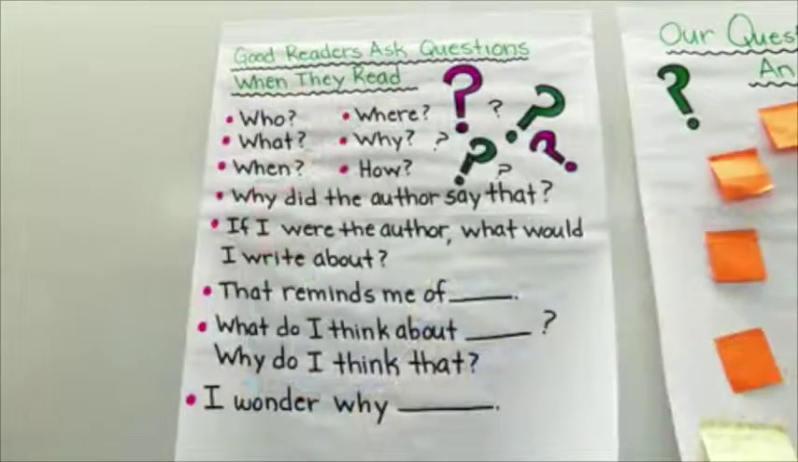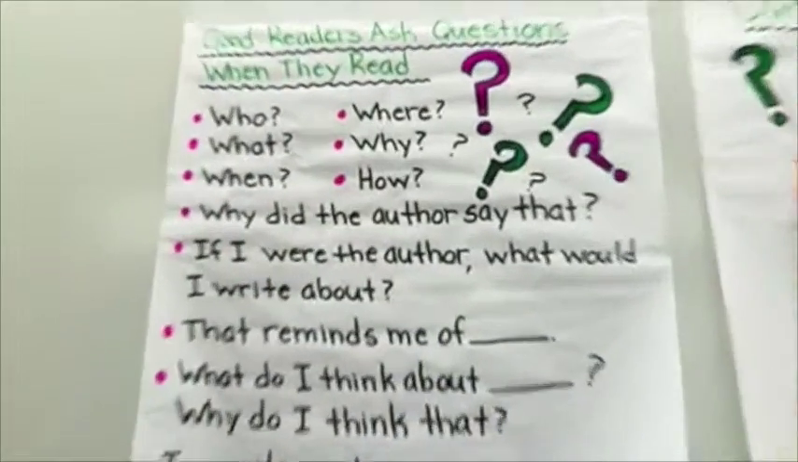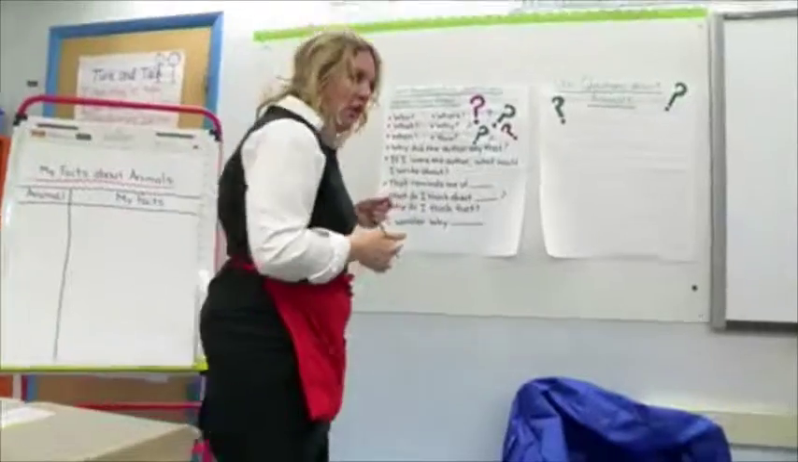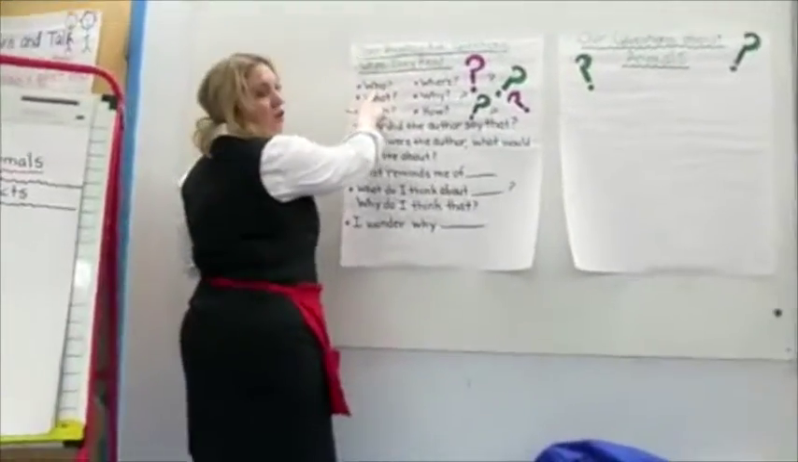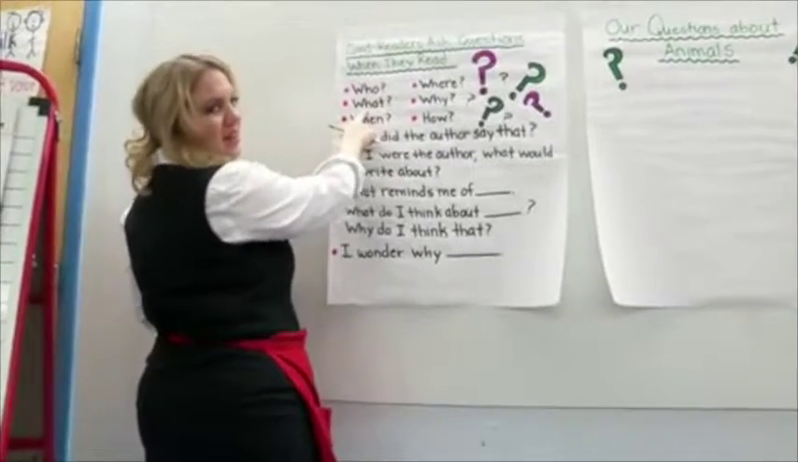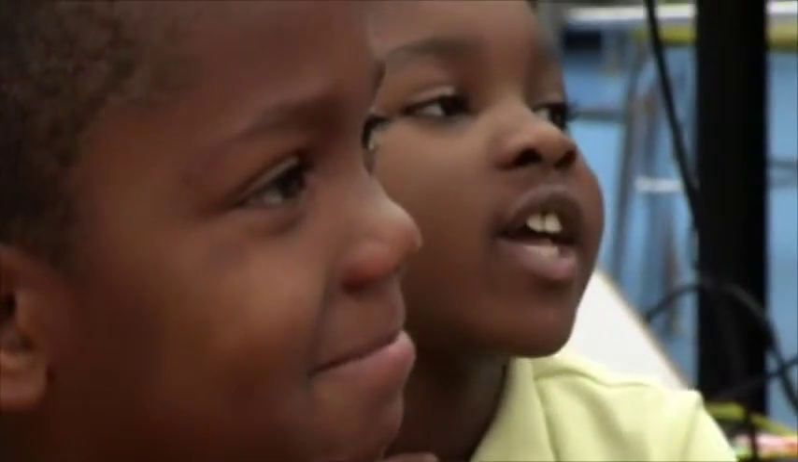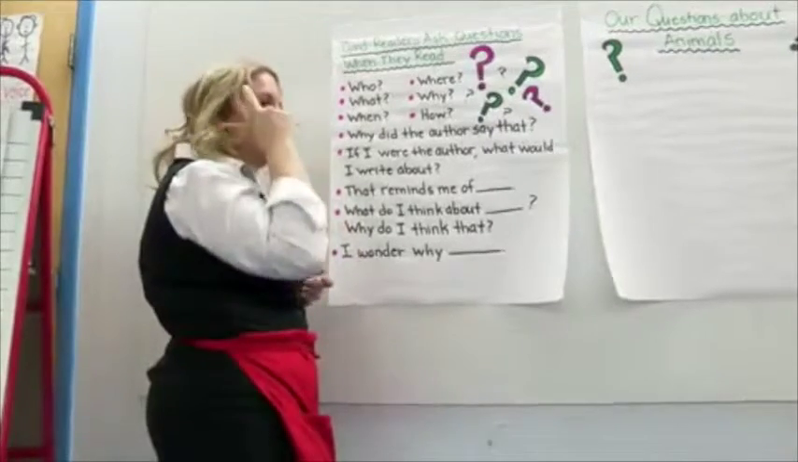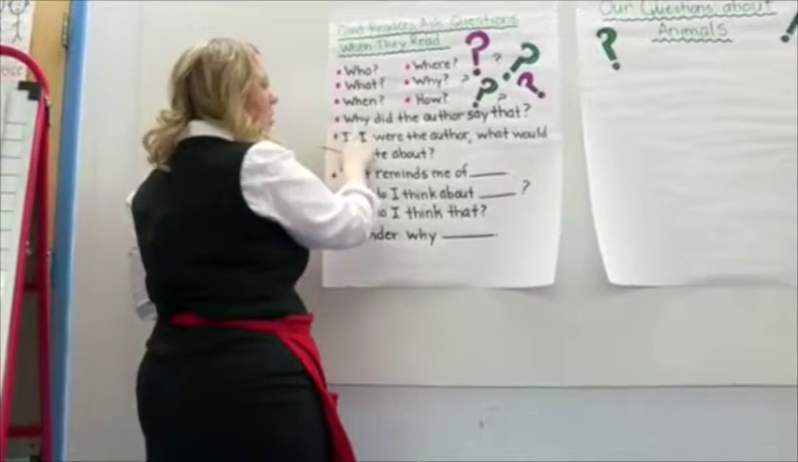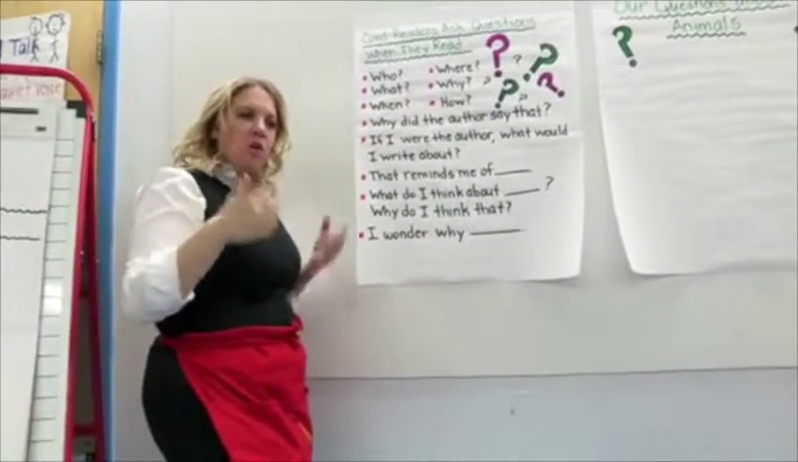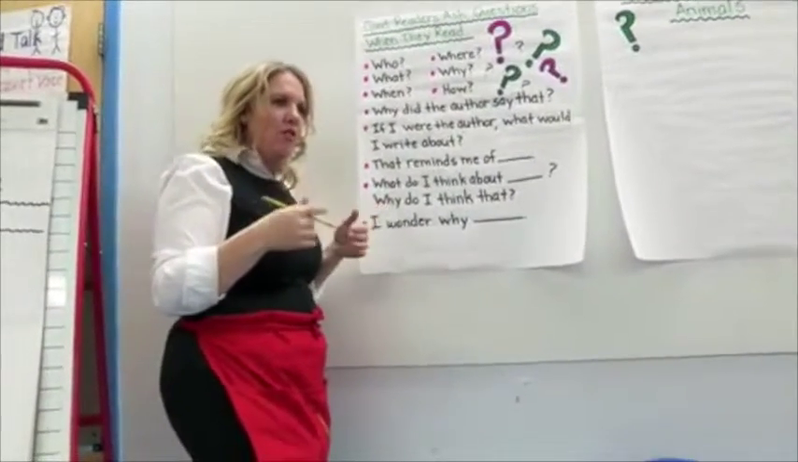So on this chart are a whole bunch of language frames or question starters that you might use when you're asking questions today. Okay, so I got one here that says who. You know this one? What, when, where, why, how. Excellent. Open your ears, put your thinking caps on, and listen to this one. Why did the author say that? So sometimes when we ask questions, we're curious about what the author wants to tell us, what his or her message is.